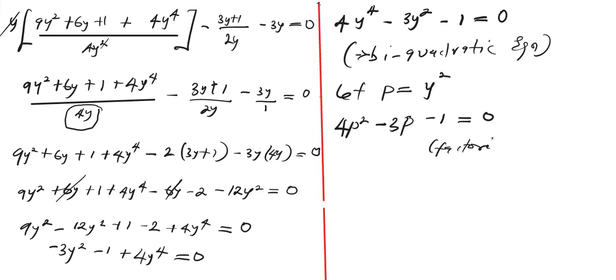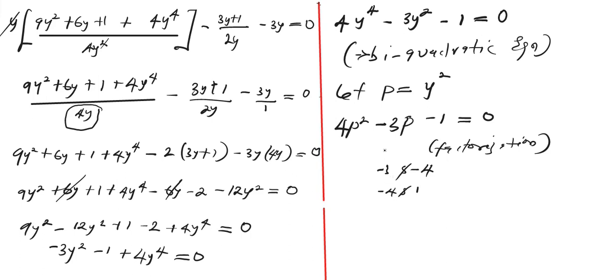Factorization method, all right. So we need two numbers that when we add we have negative 3 and when we multiply we have negative 4, okay. So the two factors are negative 4 and 1, because negative 4 times 1 will give us negative 4 and negative 4 plus 1 will give us negative 3, okay.